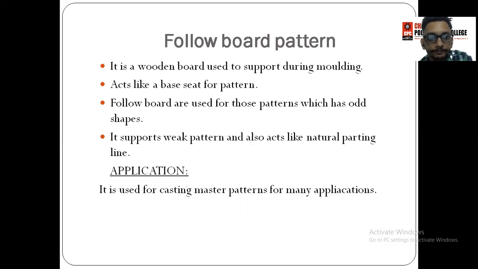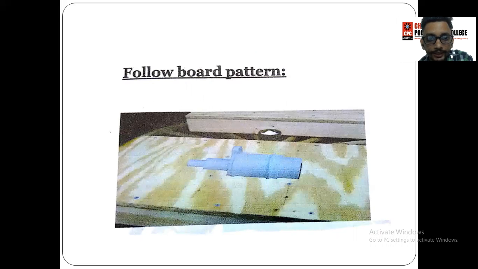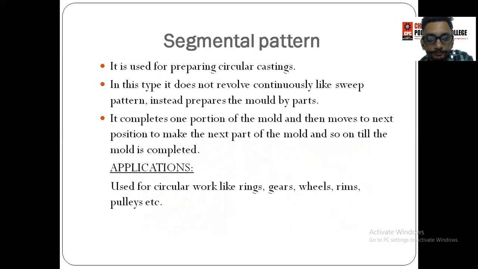Follow board pattern. It is a wooden board used to support during molding, and acts like a base sheet for the pattern. Follow boards are used for those patterns which have odd shapes. It supports weak patterns and also acts like a natural parting line. Its application: it is used for casting master patterns for many applications. This is the diagram of a follow board pattern.